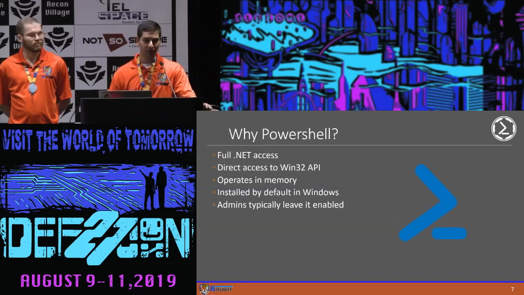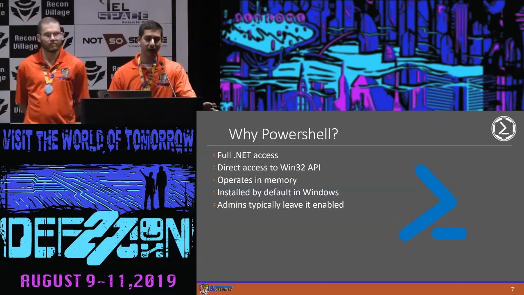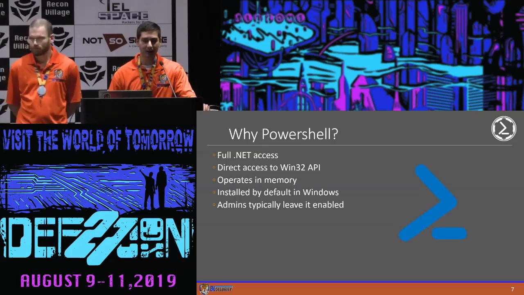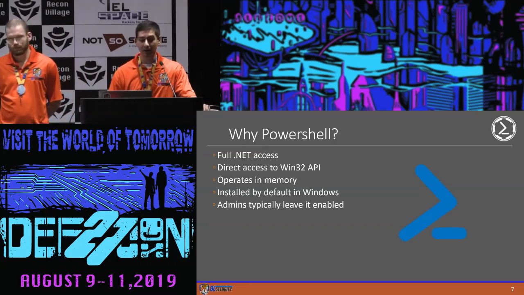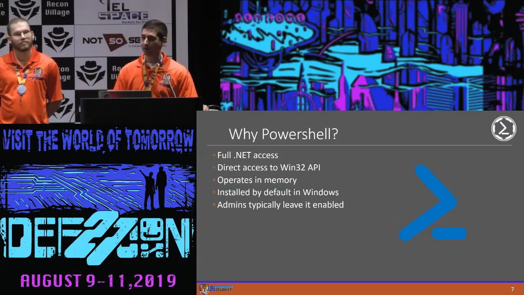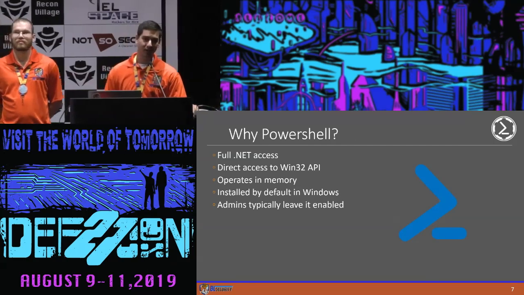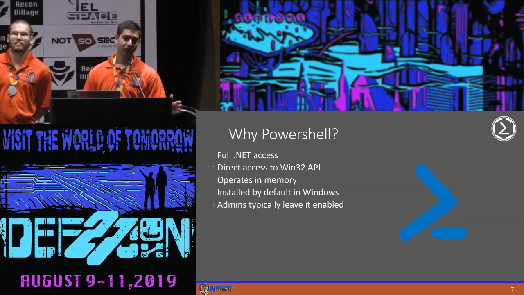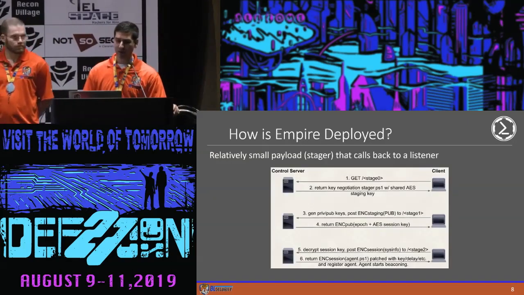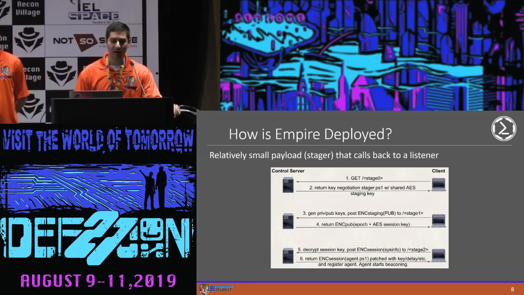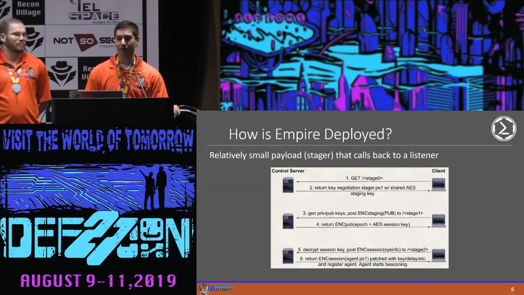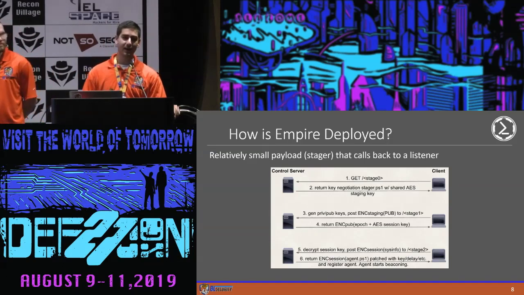Maybe you're wondering why we're still choosing PowerShell. Well, you have full .NET access, direct access to the Win32 API. You can operate completely in memory. It's installed by default on Windows, and most of your network admins are still running this. So our hope for our assessment was that the network admin had PowerShell enabled. For its payloads, Empire typically does multiple stages. You originally have your initial payload that goes out, and then it goes in steps to deploy its full framework, and it operates completely in memory.